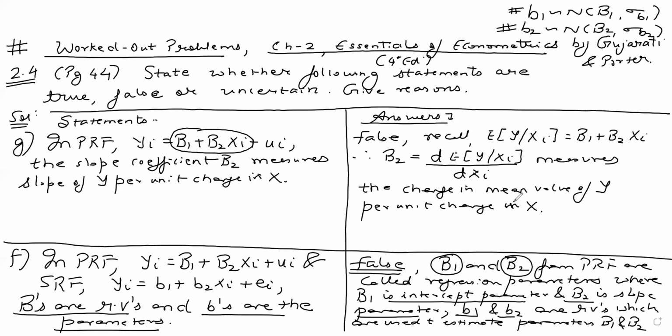So this is my correct answer. The statement G, which is given to us, is a false statement, because the slope coefficient b2 does not measure the slope of y per unit change in x. It measures the change in the mean value of y, or I can say it measures the change in the conditional mean value of y per unit change in x. Okay, so this is my correct answer for G. Let's look at option number H.